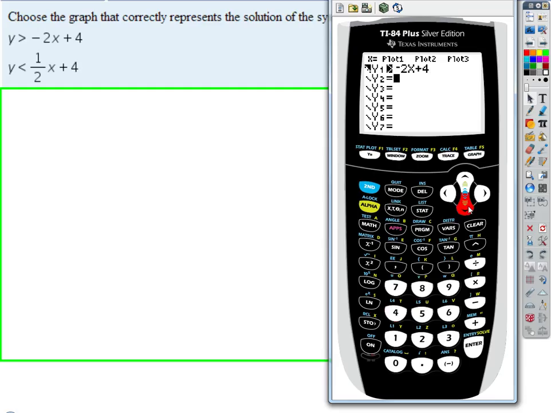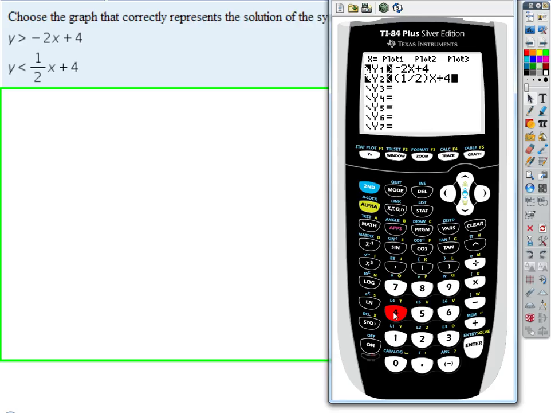Okay. Less than, so I got to go over the equal sign, alpha F2. Scoot over. There is no fraction template, remember, on inequality. You have to just use parentheses. So in parentheses, I'll put a 1/2 x plus 4. Okay. Now what?